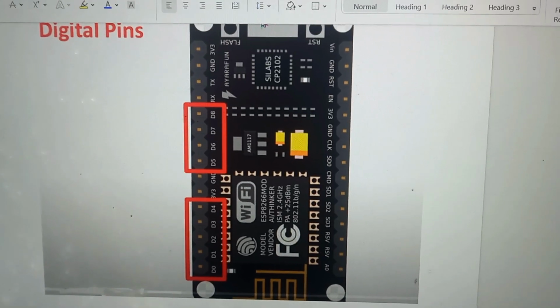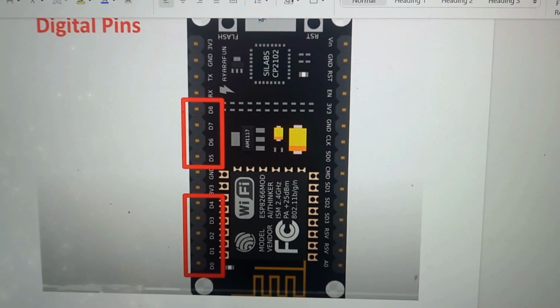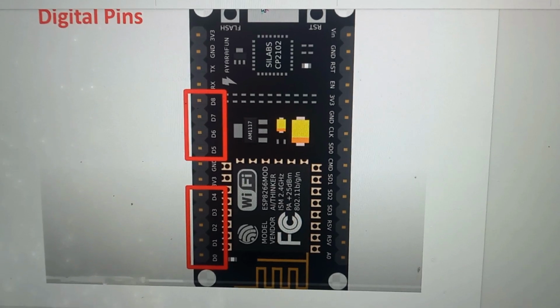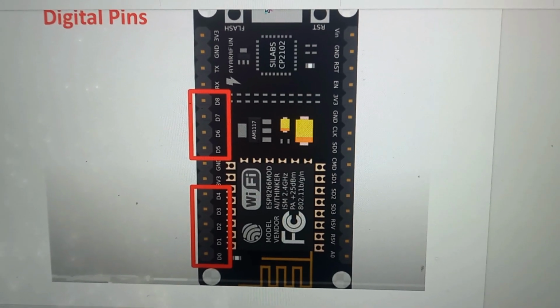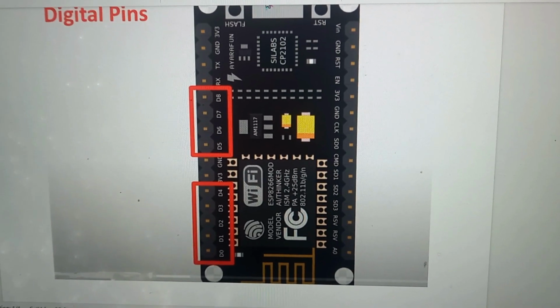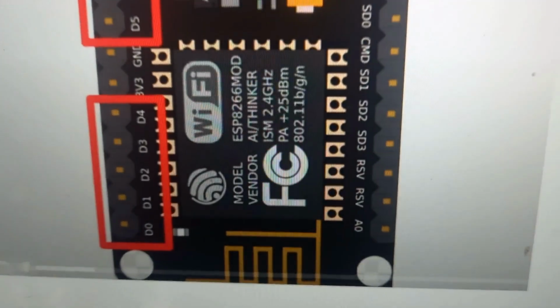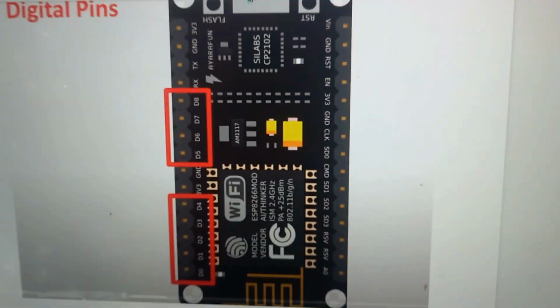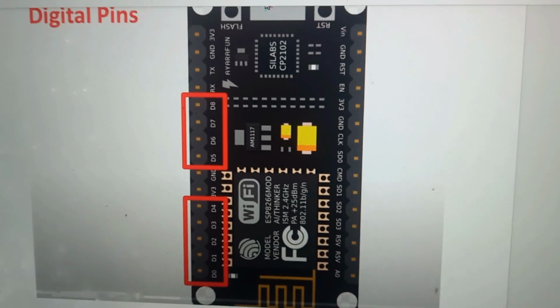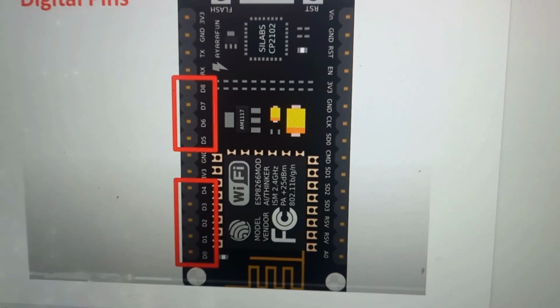Today I will explain the digital pins of NodeMCU, how many digital pins you have got on NodeMCU, the purpose of using digital pins, what is an analog pin, and how many analog pins you have on the NodeMCU development board. That I am going to explain today.